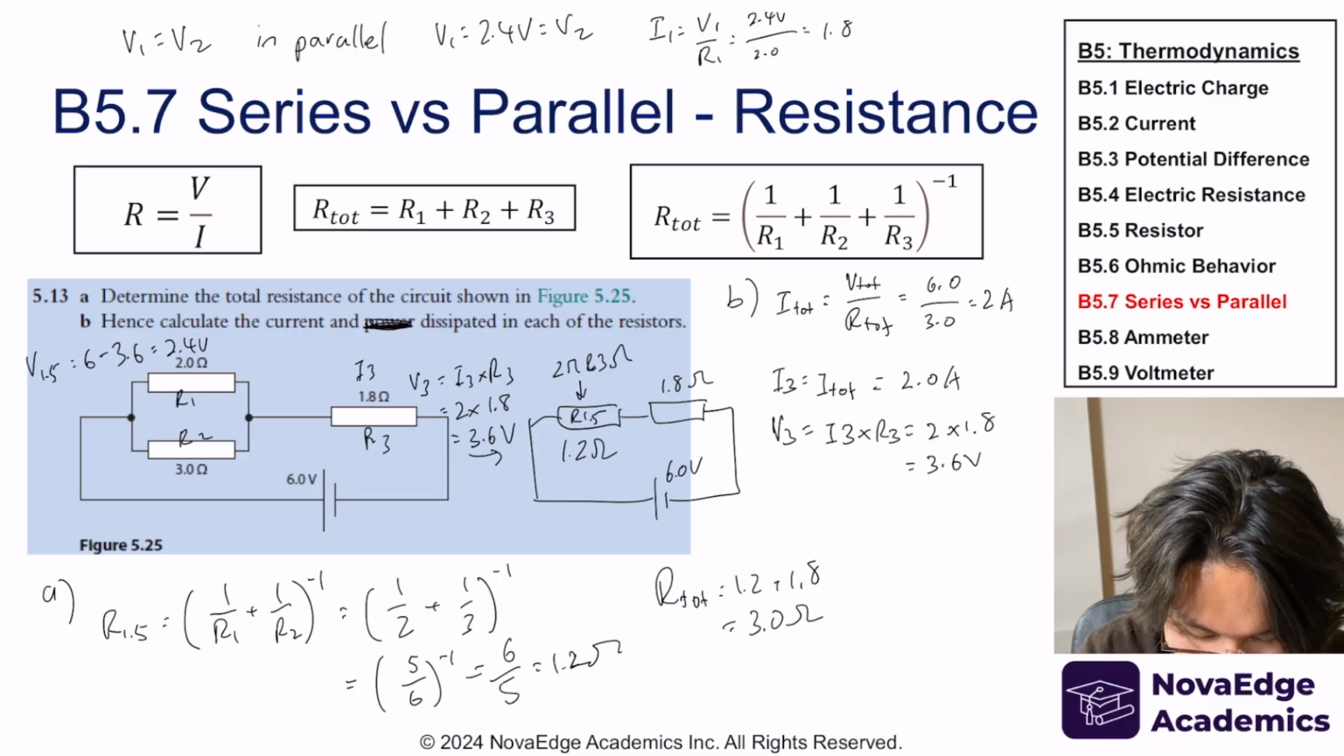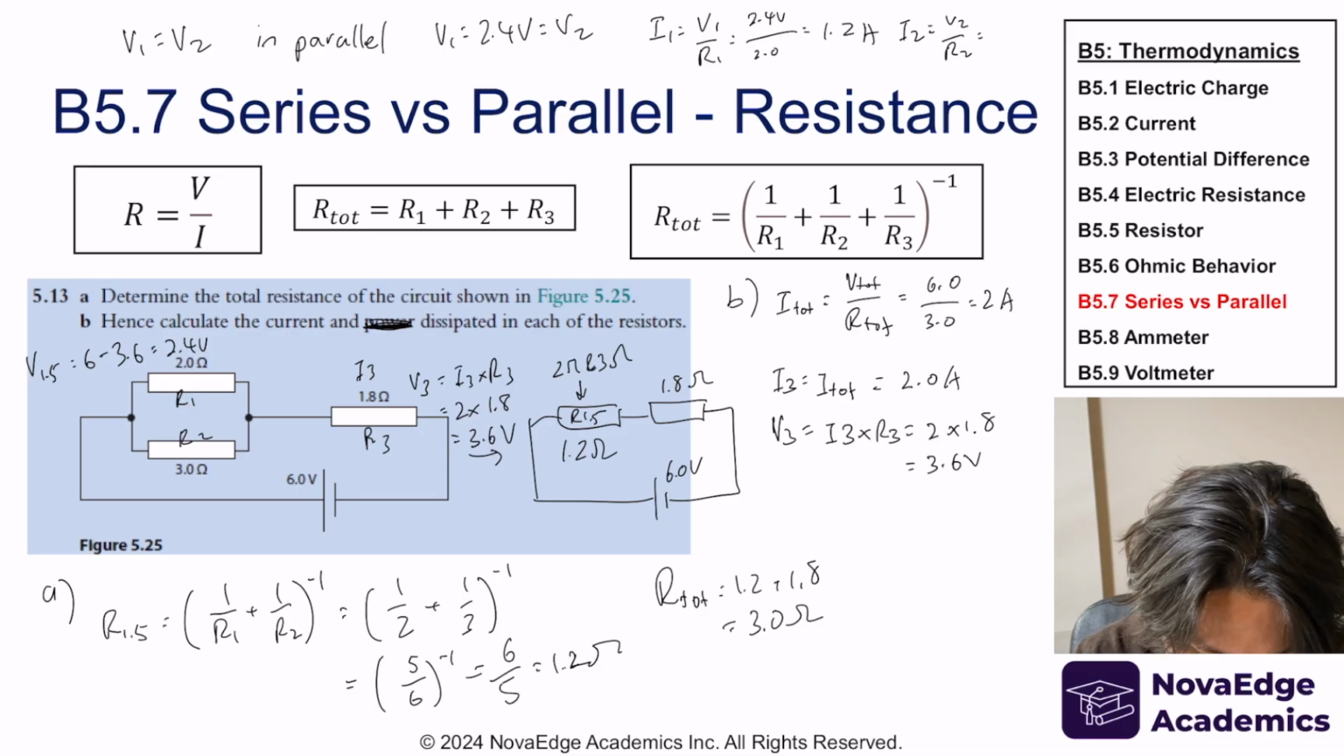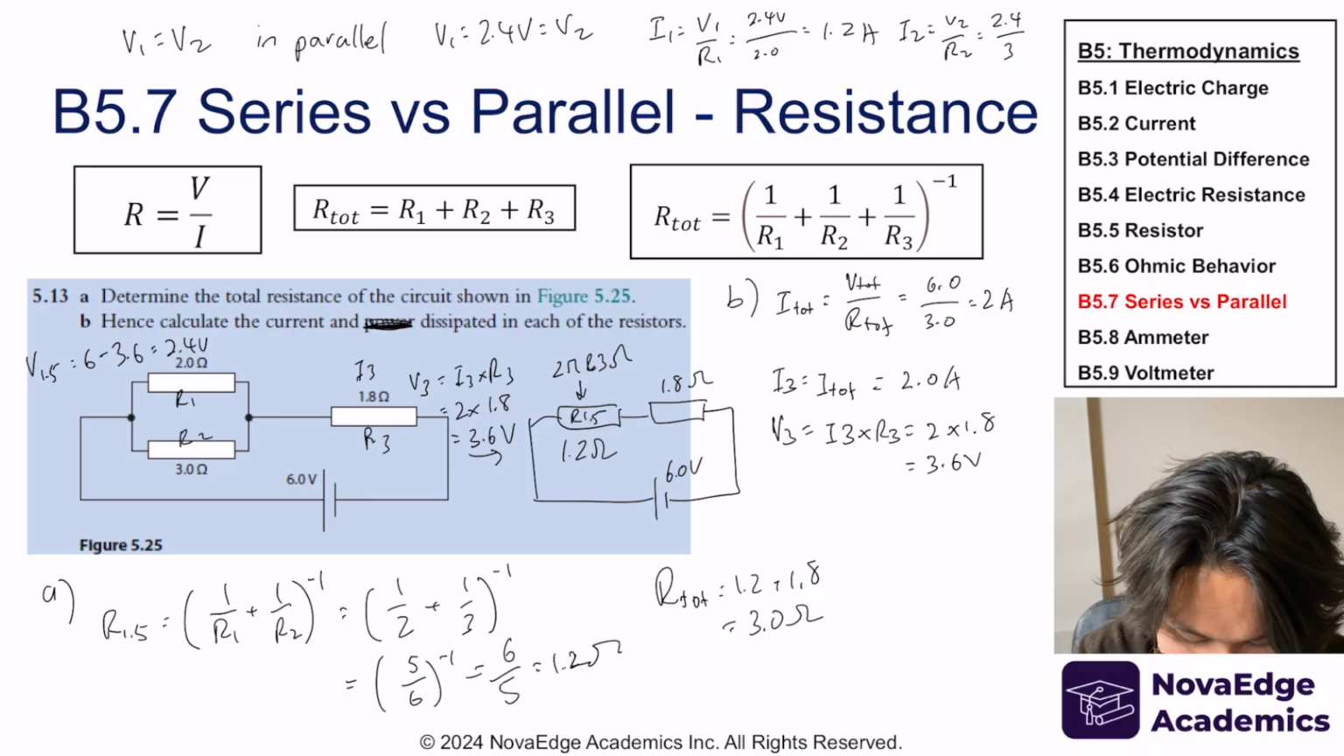So 1.2, sorry. And I2, I do the same thing. V2 over R2, which is 2.4 divided by 3. Okay, so that's the answer.